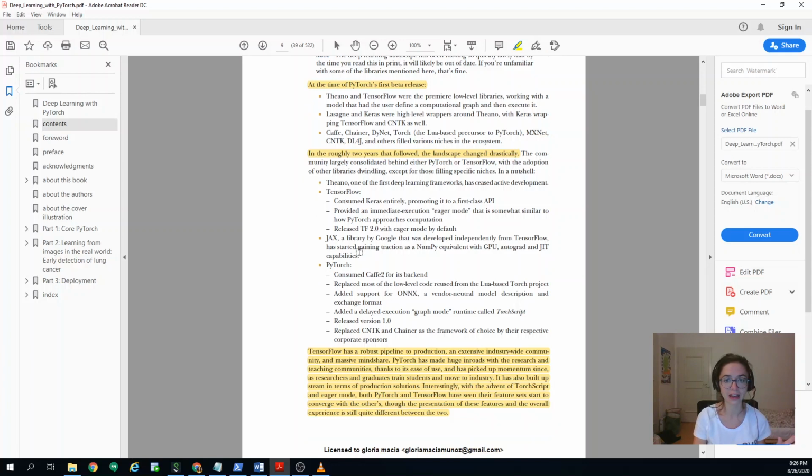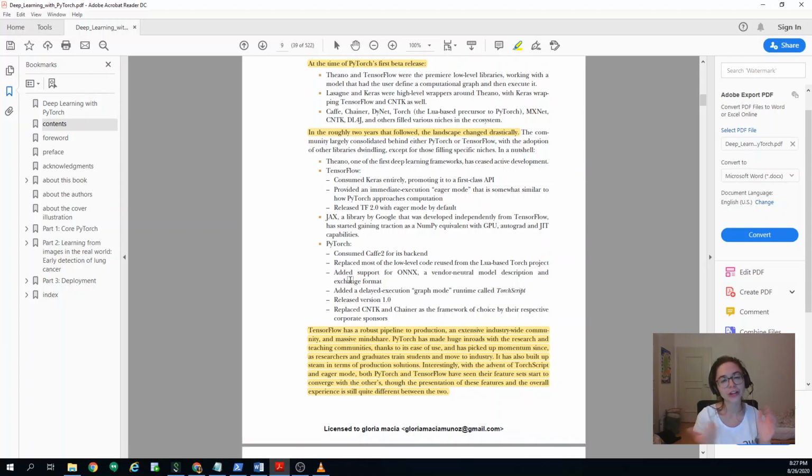And what does it mean? Basically, Theano is dead. TensorFlow consumed Keras as its main API, and it had a very important release, version 2.0, that basically used eager mode by default. Then there is JAX, which is the whole idea of Google, developed independently from TensorFlow, which is supported by Google, right? That's a very important detail that I left out. While PyTorch, Soumith Chintala was doing his internship at Facebook at that time, so it's the deep learning framework of Facebook and OpenAI and many, many others.